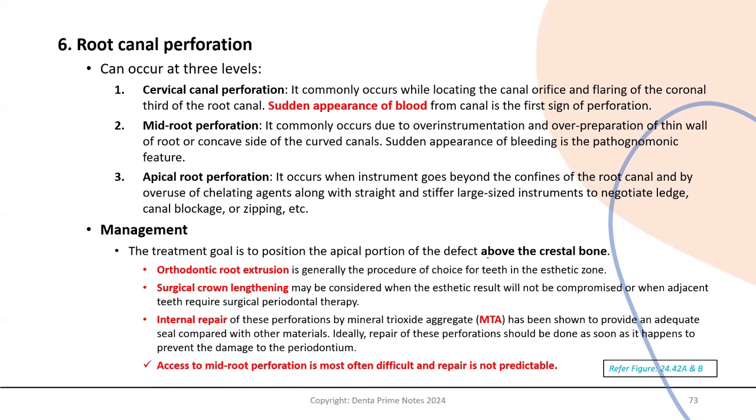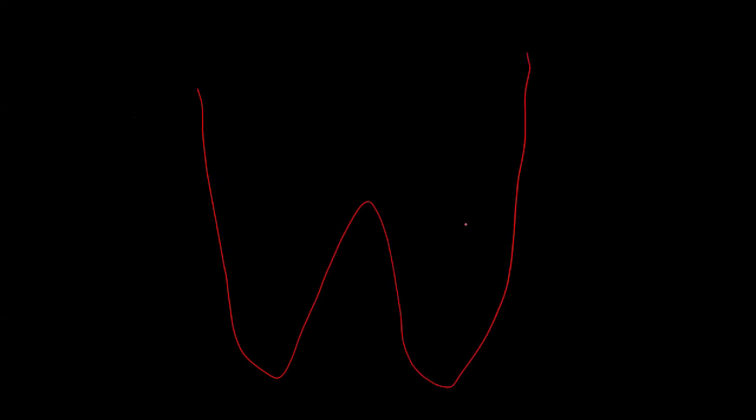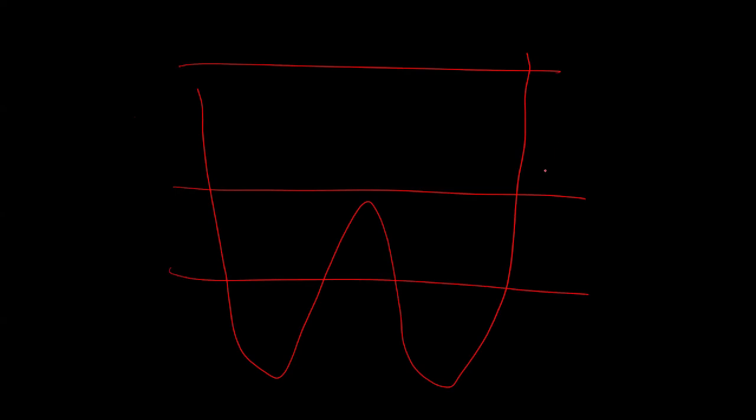So why is it important to position the defect above the crestal bone? Let's talk a bit about it. So let's assume, okay, that's a bad diagram again, but let's assume this to be the coronal third. So somewhere here there is crestal bone, right? And this is the coronal third portion. This is the mid of it.